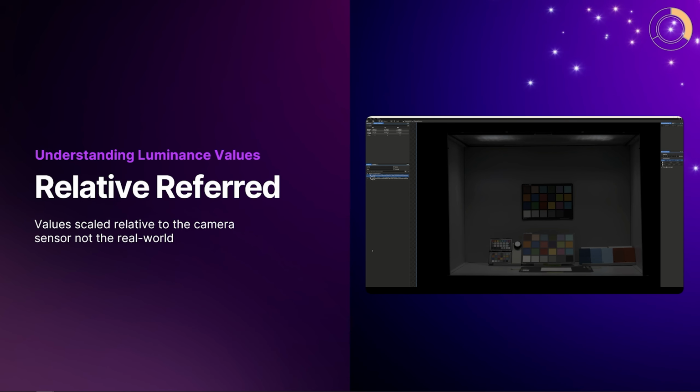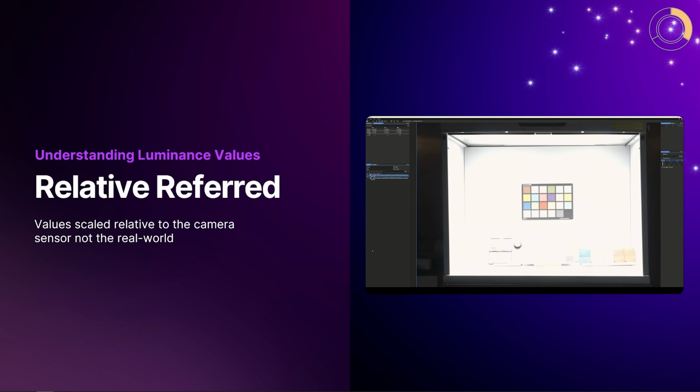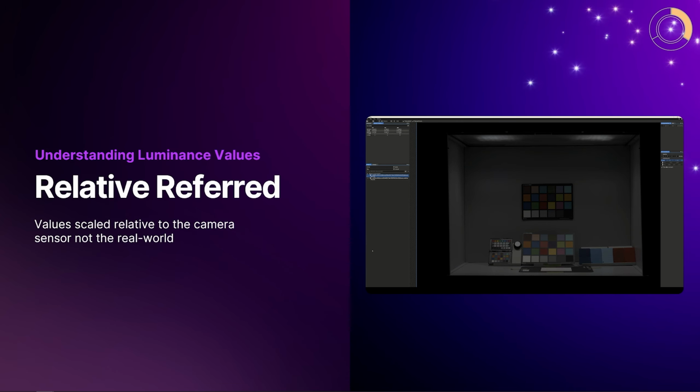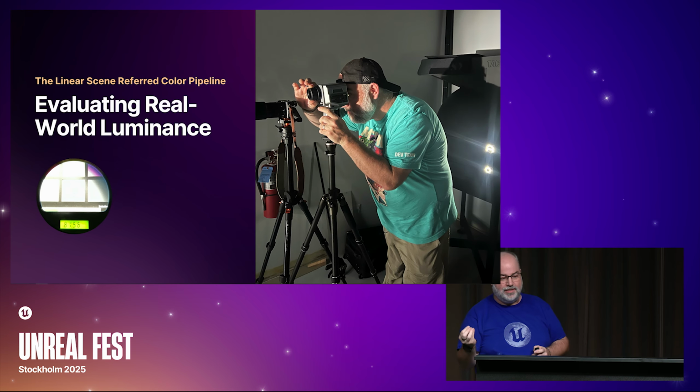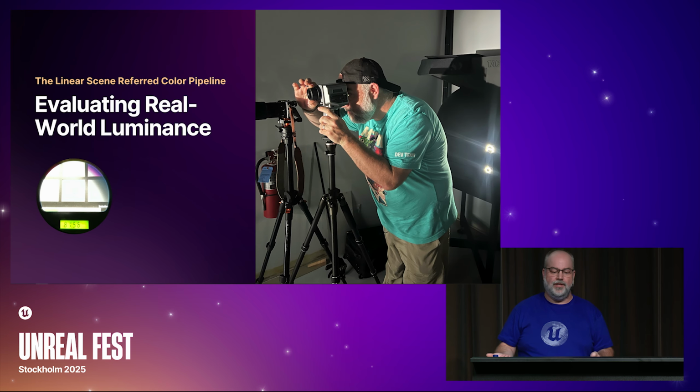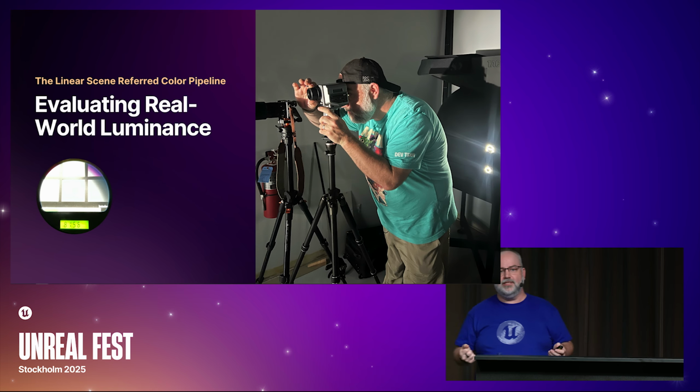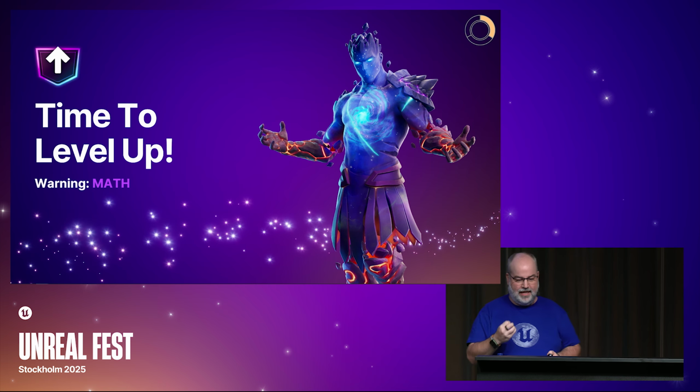Then what we end up with is this relative referred HDR, right? This is an EXR. But it's a high dynamic range image that has the relative referred values that are in the camera scale, not the real world scale. So how do we do this? How do we evaluate real world luminance to gather that real world scale?